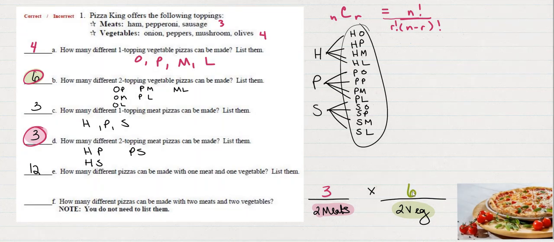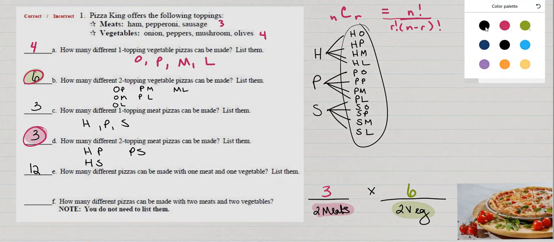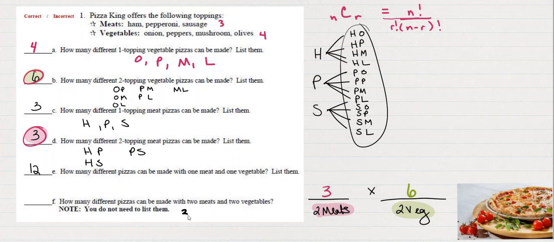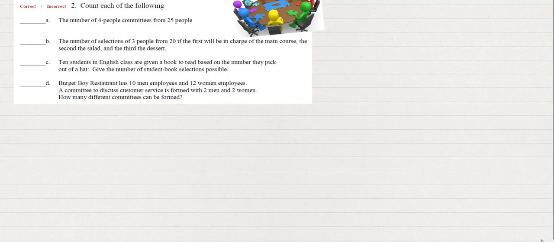So if I multiply 3 times 6, I'm going to get that there are 18 different pizzas that can be made with 2 meats and 2 vegetables. And notice I'm not going to list all of those. Let's move to the next part.